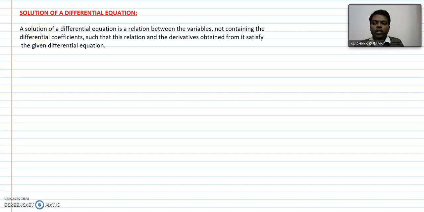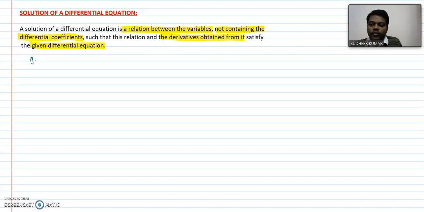A solution of a differential equation is a relation between the variables not containing the differential coefficients, such that this relation and the derivatives obtained from it satisfy the given differential equation.